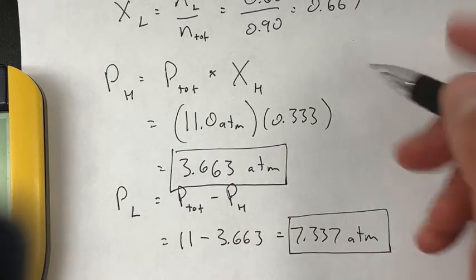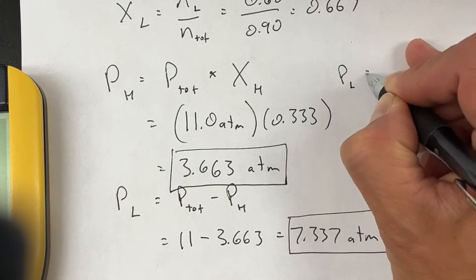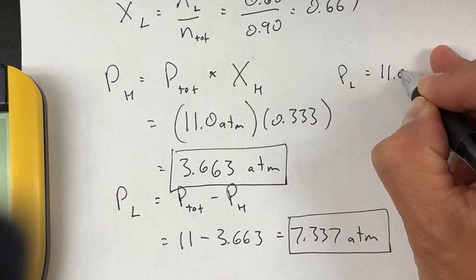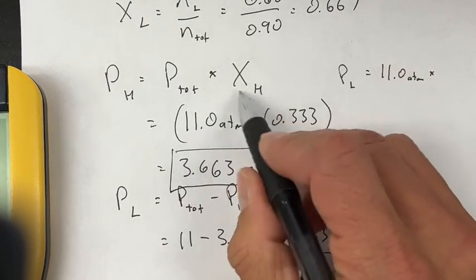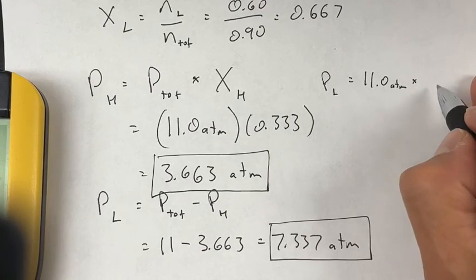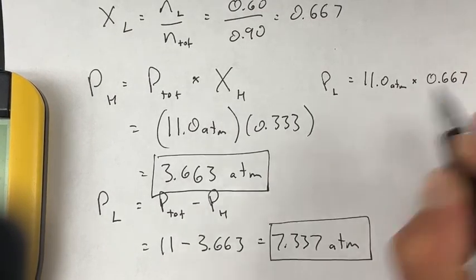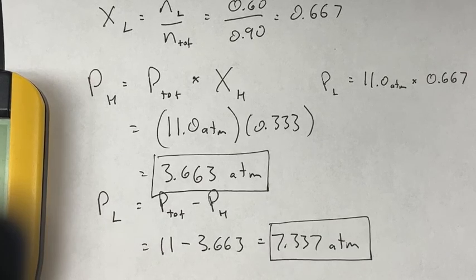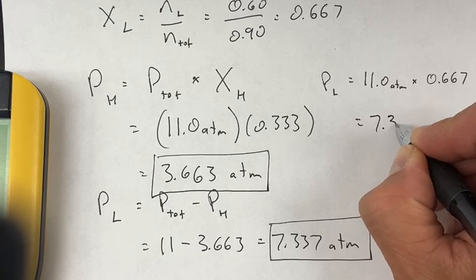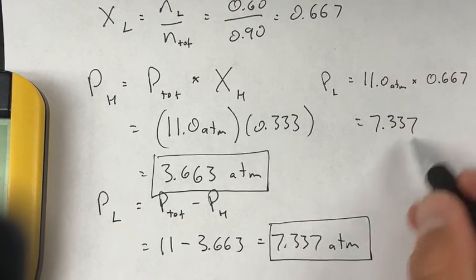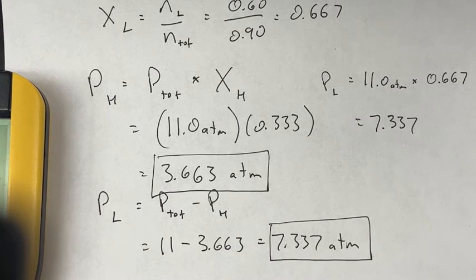Or I could solve it the way I did up here. The partial pressure of L equals 11 atmospheres times my mole fraction of L, 0.667. If I do that math, it also ends up as 7.337, which is the same as what I got here. So there are multiple ways of doing this. Like I said, just get comfortable with Dalton's law and mole fractions for these types of problems.